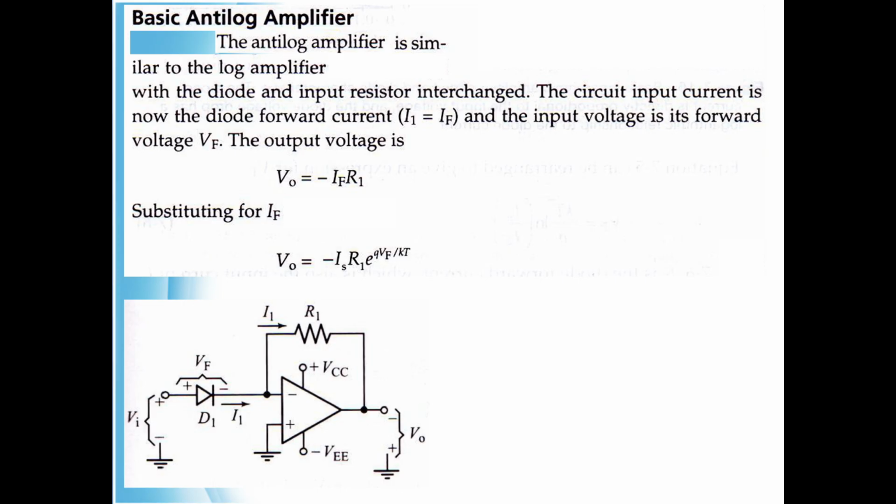Next we have the basic anti-log amplifier. The anti-log amplifier is similar to the log amplifier with the diode and input resistor interchanged. The positions of diode and input resistance are just interchanged. The circuit input current is now the diode forward current, I1 equal to IF, and the input voltage is its forward voltage VF. The output voltage is V0 equal to minus IF into R1.